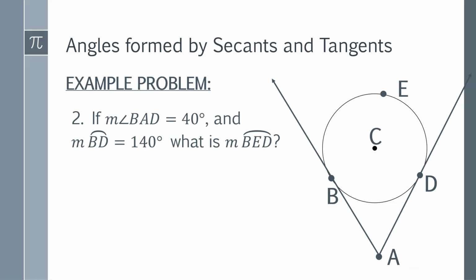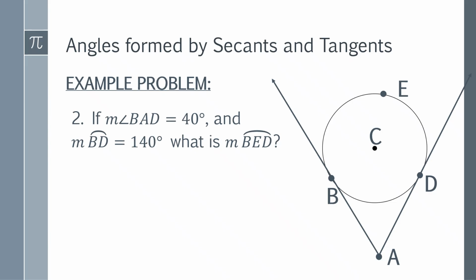If the measure of angle BAD is 40 degrees and the measure of arc BD is 140 degrees, how will you find the measure of the major arc BED? Try this first on your own, because this is different from the first one. Pause this video, and if you want to know the answer, please resume this video. Please solve it first before you continue.